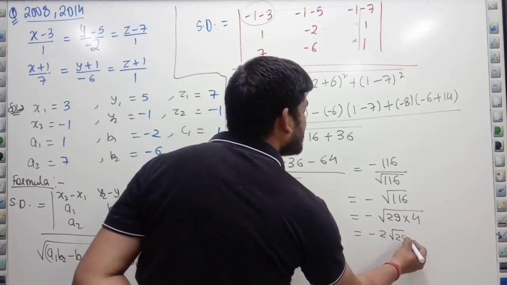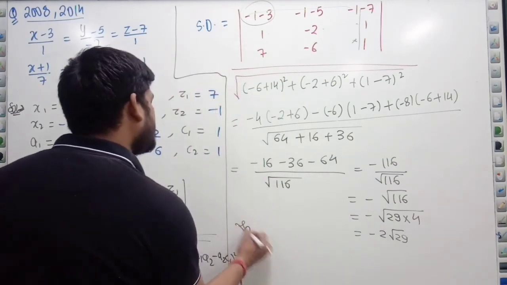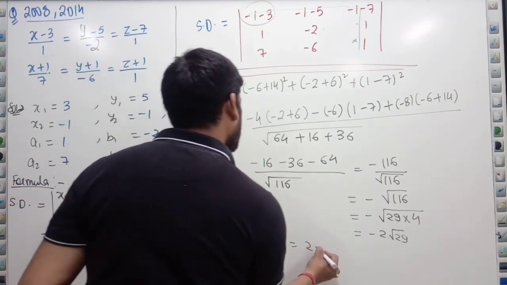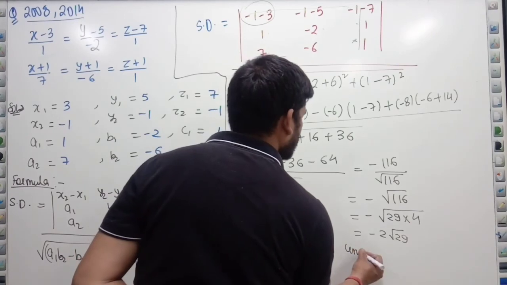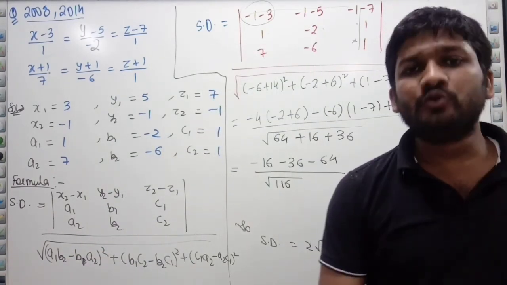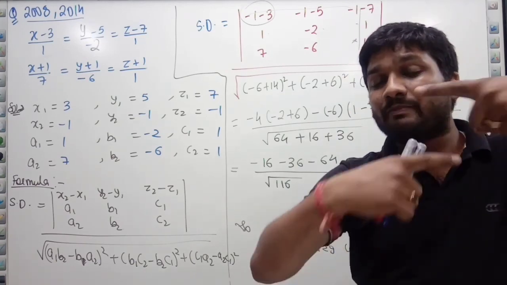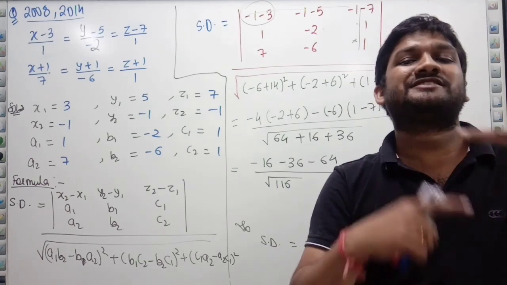Now shortest distance cannot be negative. So negative हटाएंगे तो shortest distance क्या हो जाएगा? 2 root 29 units. So I hope these questions are clear to you. In the next video I will be coming with, if two lines are parallel, how to find shortest distance between them.